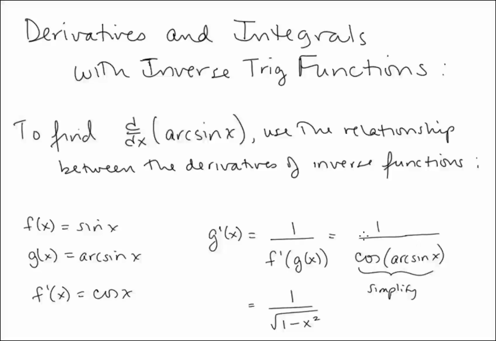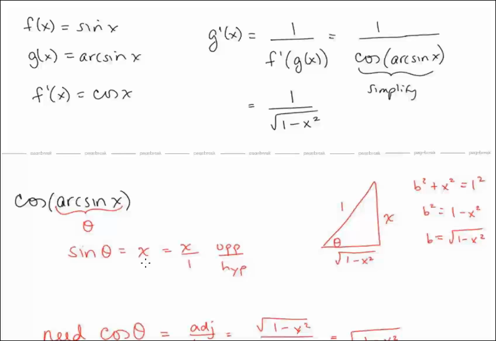Now we need to simplify this. So let's take a look at how we can do that. We need to simplify cosine of arcsine x. Just as we were doing before, let's call arcsine x theta. And what do we know about theta? We know that sine of theta is equal to x.